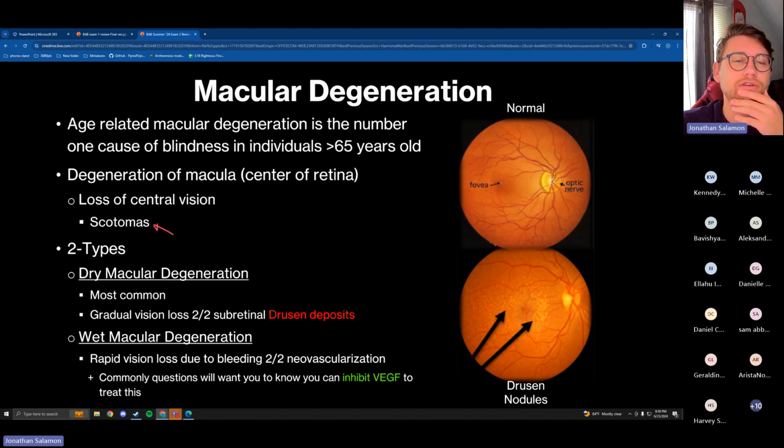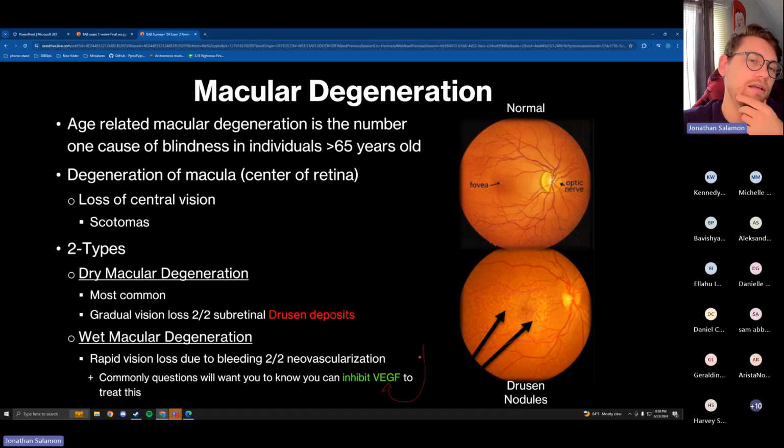Know that you lose the central vision, right? Because it's accumulating on the retina. For wet macular degeneration, know that we use VEGF inhibitors, vascular endothelial growth factor. The problem is we're having neovascularization, so to fix it, we give VEGF inhibitors.